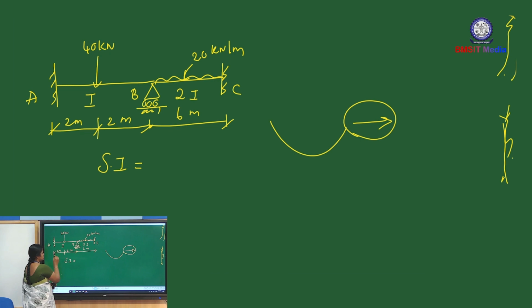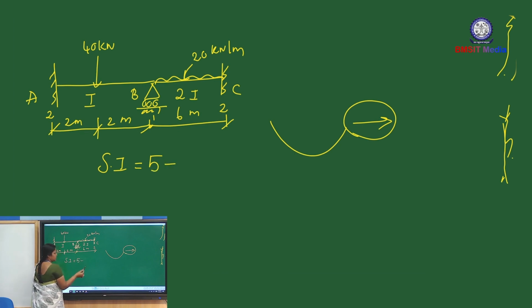So here it is a fixed support. We have to neglect the horizontal support reactions. For the fixed support, the number of support reactions is 2. For the roller support, the number of support reactions is 1. This is also a fixed support, so the number of support reactions is 2. So 2, 3, 4, 5. The total number of support reactions is 5.